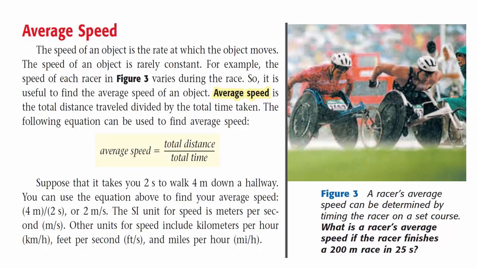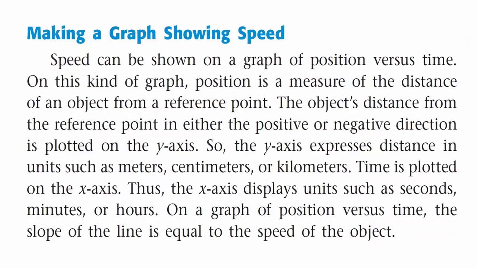Suppose that it takes you 2 seconds to walk 4 meters down a hallway. You can use the equation above to find your average speed. 4 meters divided by 2 seconds, or 2 meters per second. The SI unit for speed is meters per second. Other units for speed include kilometers per hour, feet per second, and miles per hour.